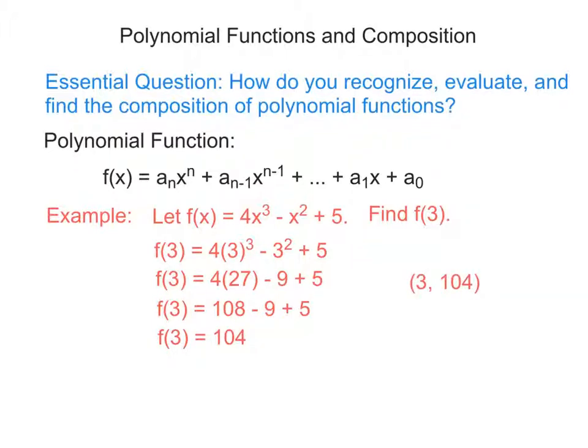So basically, what is this telling us? This is telling us that the ordered pair 3, 104 belongs to the function. Or if we were to graph this function on the xy coordinate plane, the point x equals 3, y equals 104 would be on the graph.